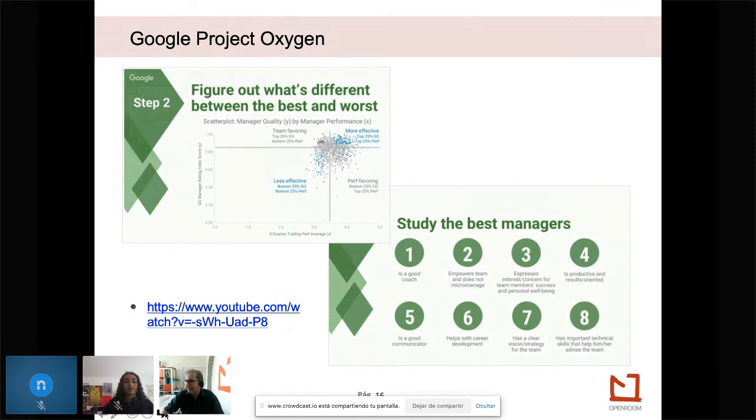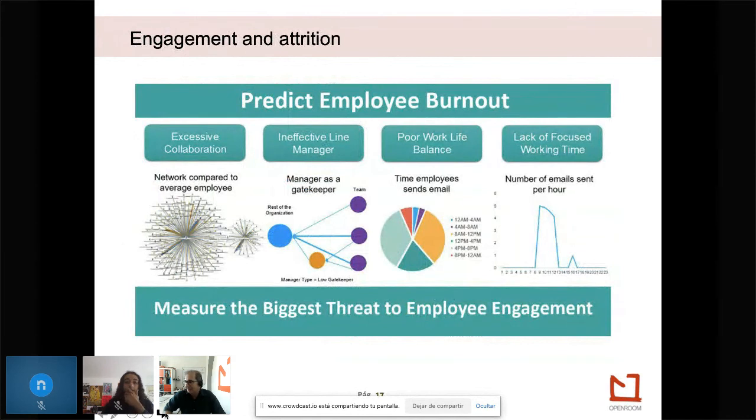Also, engagement and attrition, that's something that a lot of companies are looking for: how we can find solutions to predict employee burnout. And imagine how important this is in a hybrid, post-COVID, or whatever you want to call it, situation. There is a rise of medical and psychological aid for employees, and this burnout is something that we found out in a project.